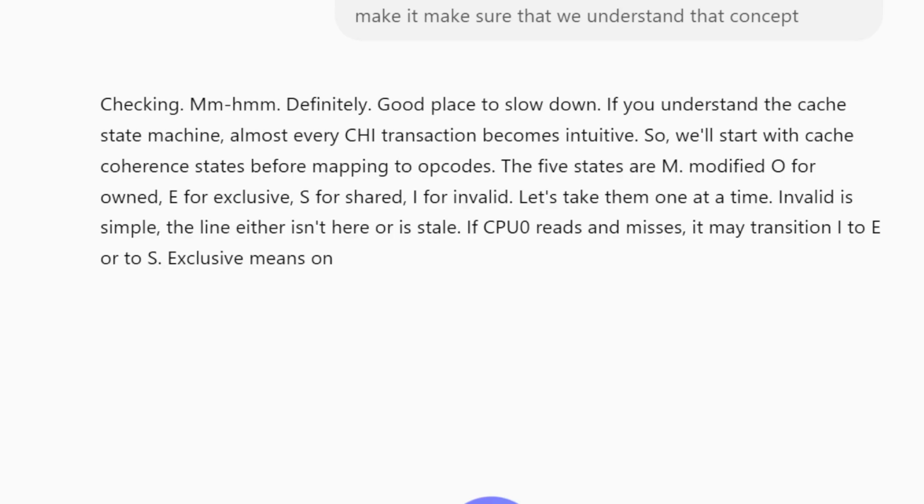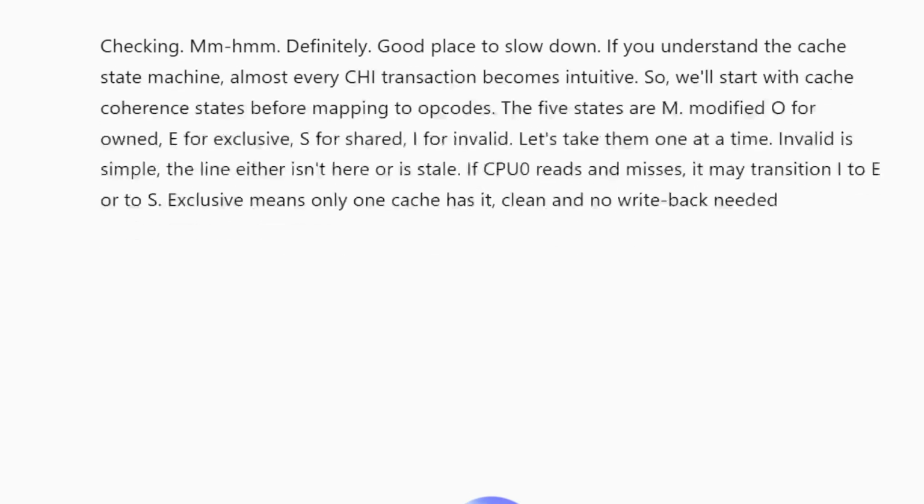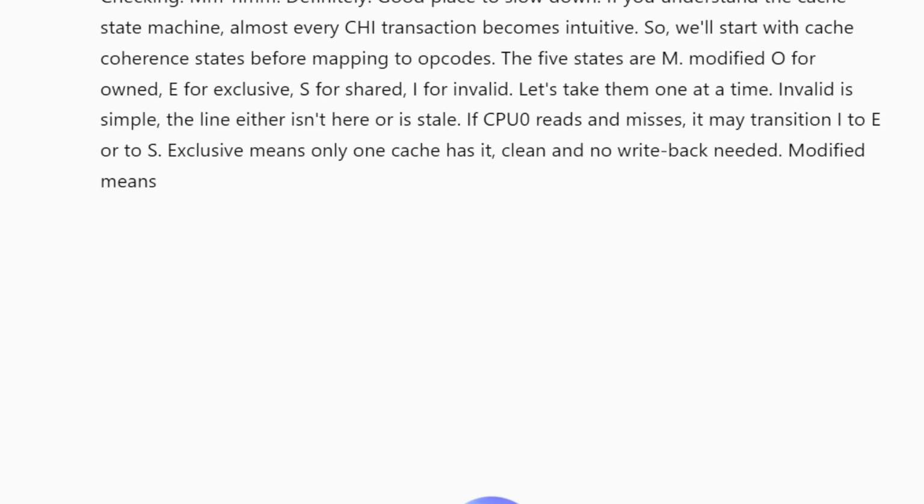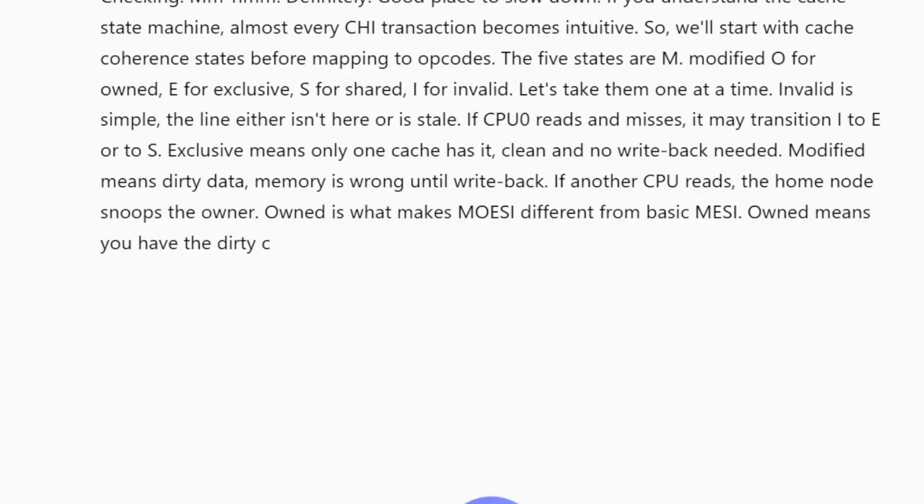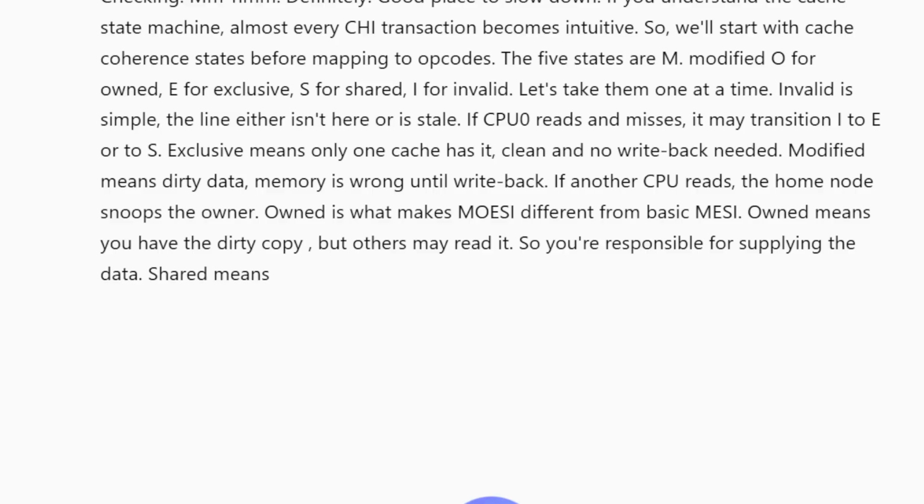Exclusive means only one cache has it. Clean and no write back needed. Modified means dirty data. Memory is wrong until write back. If another CPU reads, the home node snoops the owner. Owned is what makes MOESI different from basic MESI. Owned means you have the dirty copy, but others may read it. So you're responsible for supplying the data. Shared means many caches have clean copies.